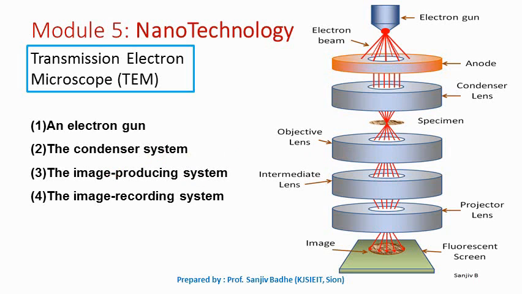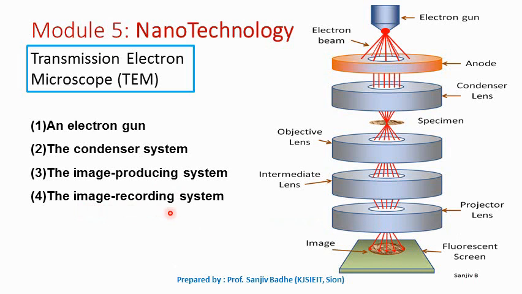Then we have the image producing system. This image producing system consists of an objective lens and an intermediate lens. These lenses focus the electrons passing through the specimen to form a real and highly magnified image. The objective lens is usually of a short focal length, 1 to 5 millimeters, and it produces a real intermediate image, and this real intermediate image is further magnified with the help of a projector lens. If we need more magnification, then it may be obtained by photographic or digital enlargement. So the image is obtained here on the fluorescent screen.